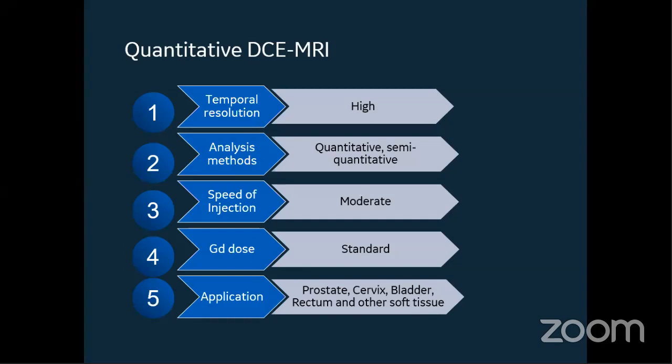Before I move to qualitative dynamic contrast enhancement, let's repeat some of the important points. In the case of quantitative dynamic contrast enhancement, temporal resolution is high due to the analysis methods, quantitative or semi-quantitative. Speed of injection can still be considered moderate, especially if we compare with computed tomography. But in the case of dynamic susceptibility contrast imaging, the speed of injection is higher. The gadolinium-based dose is standard or according to the manufacturer labeling, and applications are whole body, including prostate, cervix, bladder, rectum, and other soft tissue.